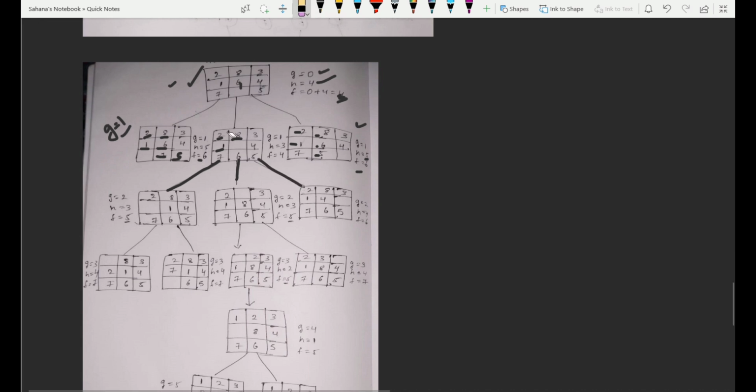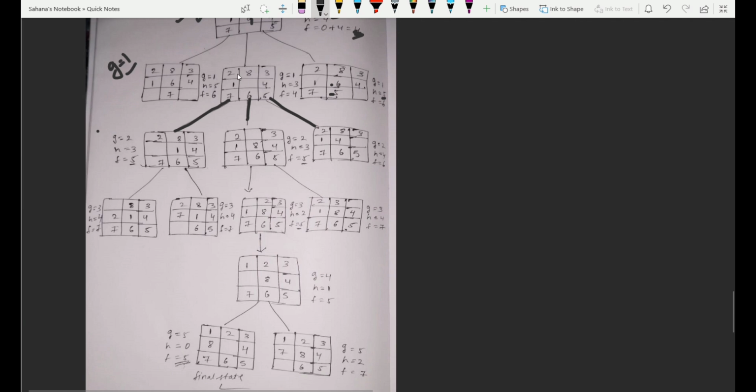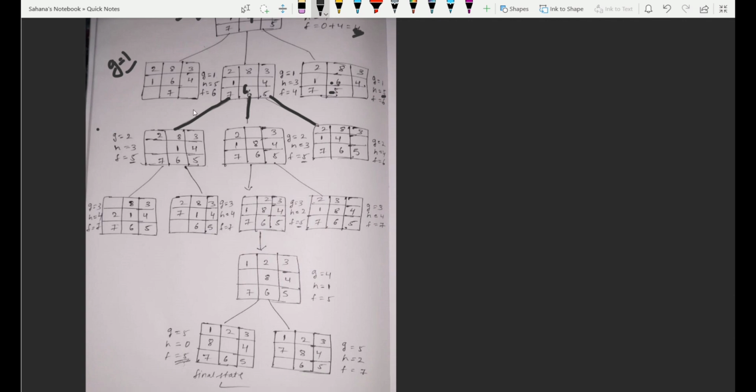Now the g value will become 2 for all of this level because it is the second level. Again, see in this box what is all possible. 1 can be pushed left side, 1 can be pushed right side, 4 can be pushed left side, and this 6 can be pushed upward. Okay, these are the chances, so we can write.